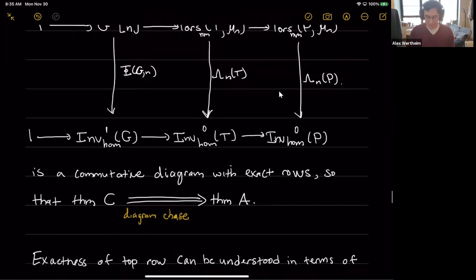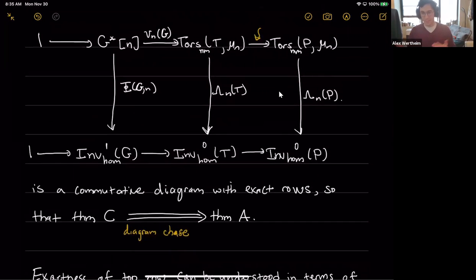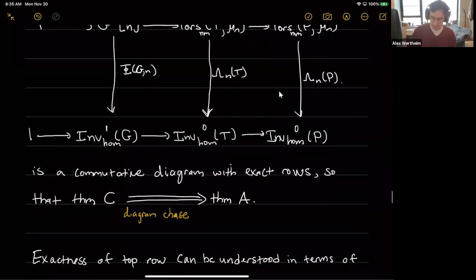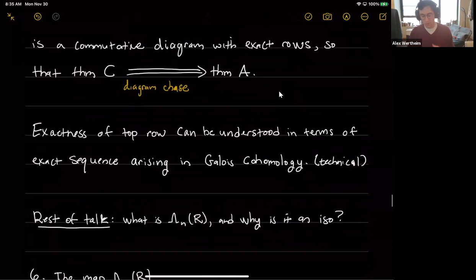The other thing that I haven't really addressed is the construction of this map lambda n of T and lambda n of P, and given that, why this diagram should commute. And I'll say that once we have the definition of lambda n of T, it is straightforward to see that the diagram commutes. So I won't talk about that. But for the remainder of the talk today, I will address what the map lambda n of R is for any reductive group and why it's an isomorphism.